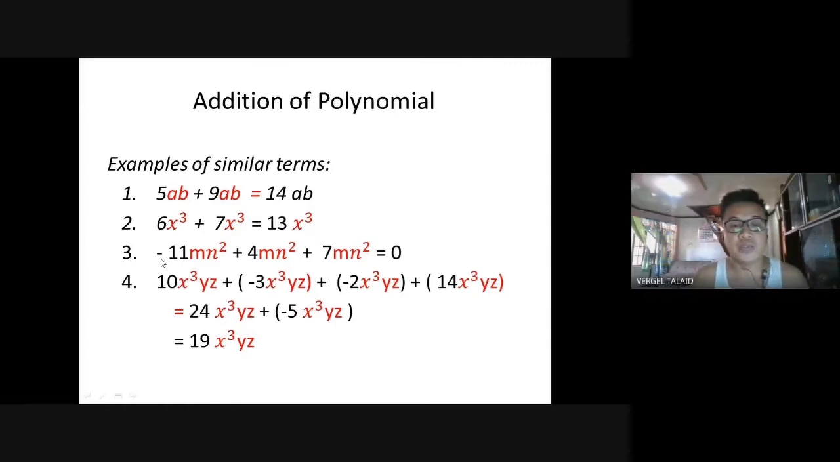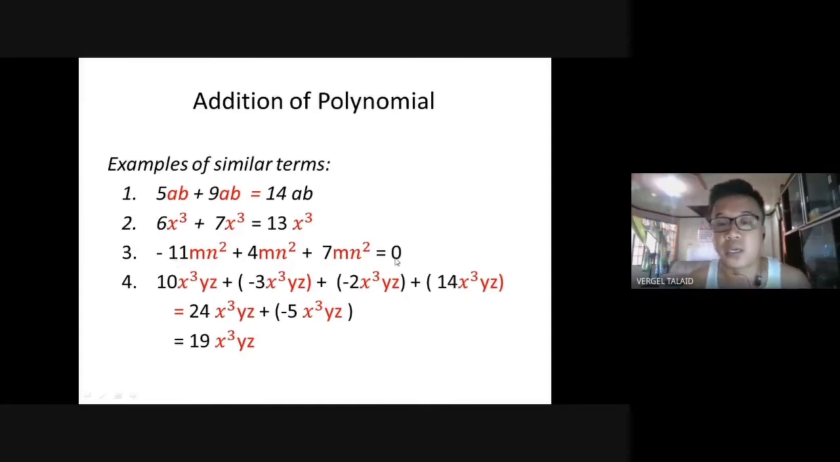In number 3, we have negative 11mn squared plus 4mn squared plus 7mn squared. In this case, you are going to add first those numerical coefficients having the same sign. So we have 7 plus 4, this is equal to positive 11. So they have the same sign. Added to negative 11, they are different signs. Adding opposites is always equal to 0. So the answer is 0. You don't need to write mn squared here because the numerical coefficient is 0. Why 0? Because 7 plus 4 is 11, minus 11, it is unlike signs, we are going to subtract.